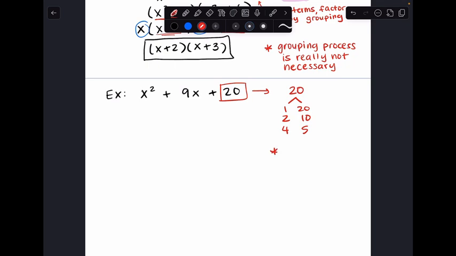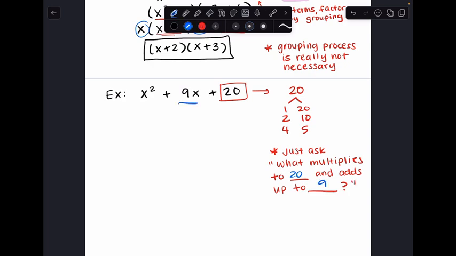So instead of having to group everything, you just have to ask yourself: what multiplies to the constant term? In this case, we have 20. And then you're going to ask, what adds up to your middle term, which in this case would be this 9? We already listed out what multiplies to 20, and now among your combination of pairs right here, which one would add up to a 9?